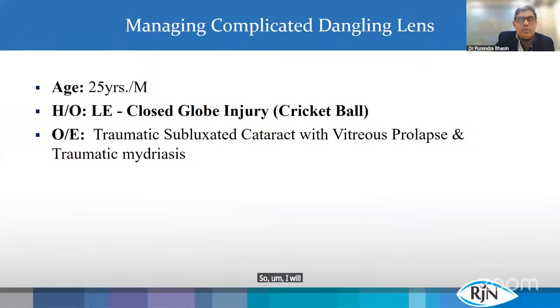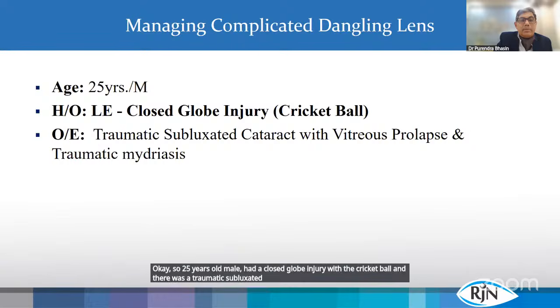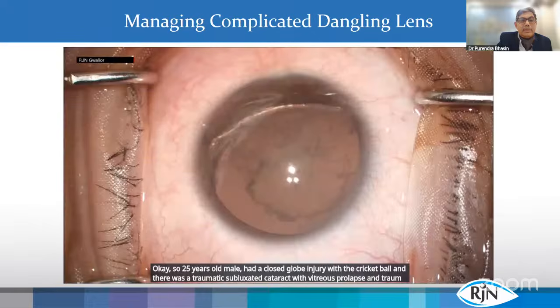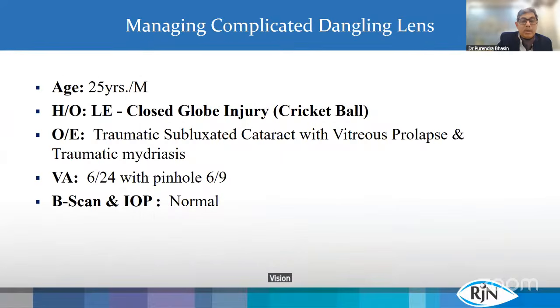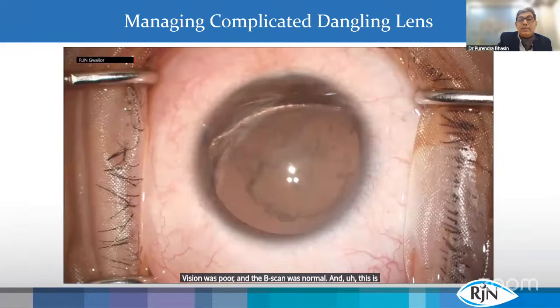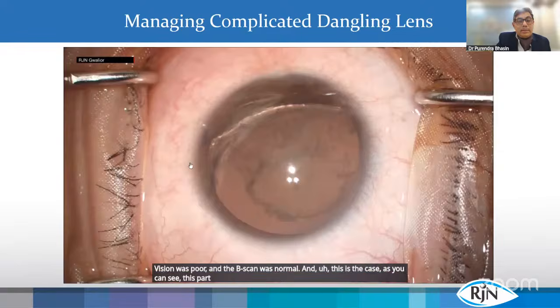So I will go straight to the cases, and this is case one. A 25 years old male had a closed globe injury with a cricket ball, and there was a traumatic subluxated cataract with vitreous prolapse and traumatic mydriasis. Vision was poor and the B scan was normal. And this is the case. As you can see, this part is subluxated, traumatic, nasally.